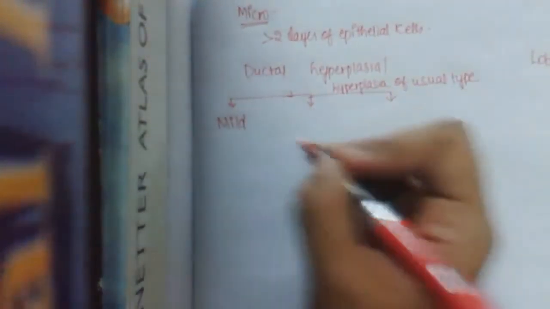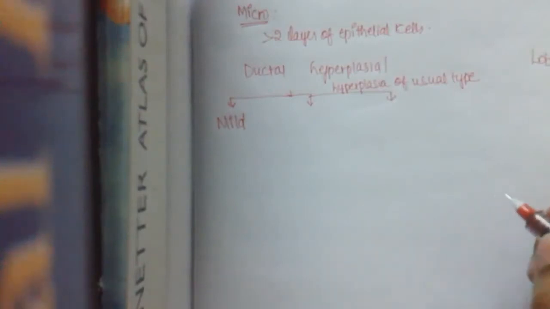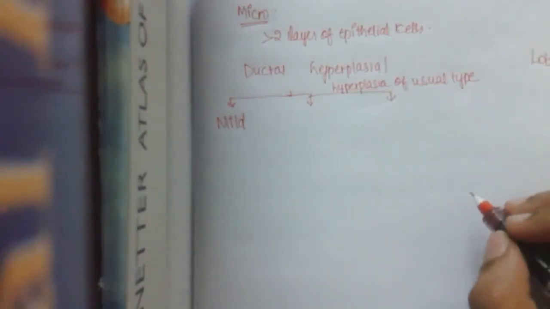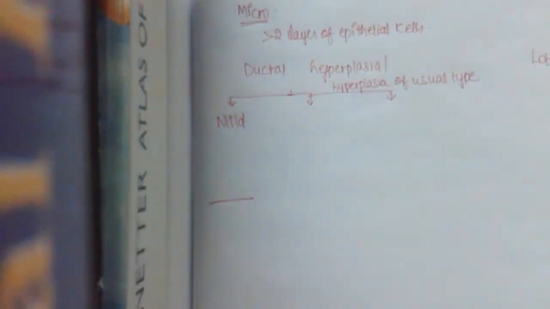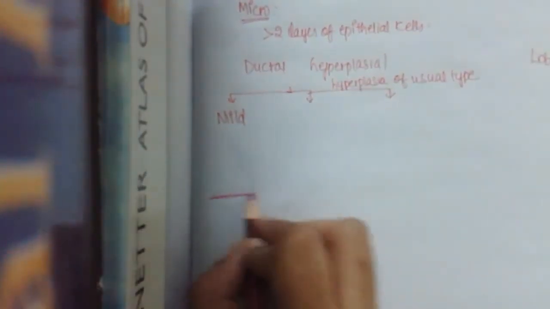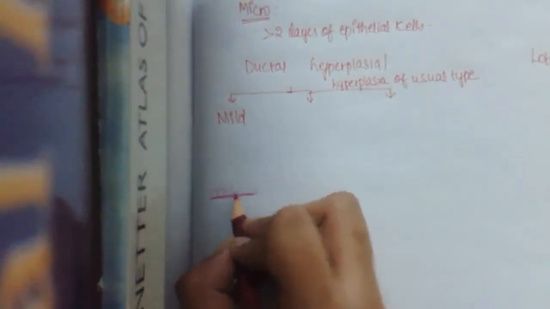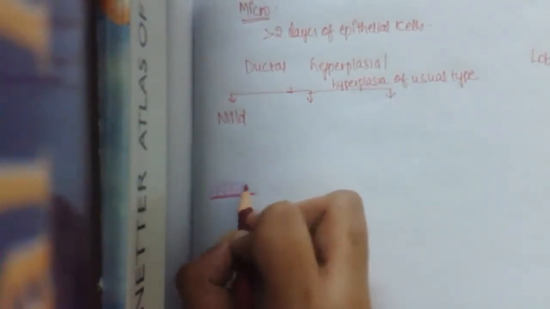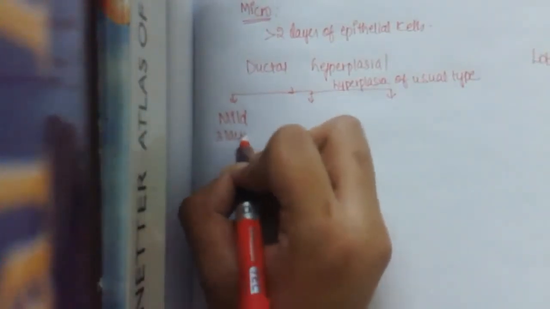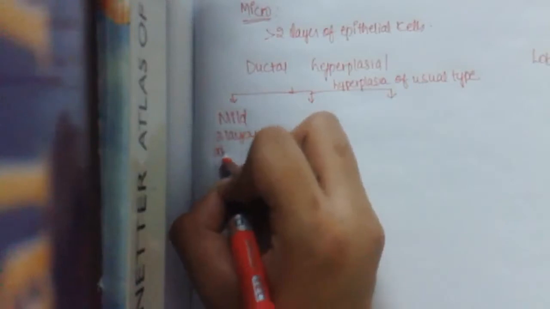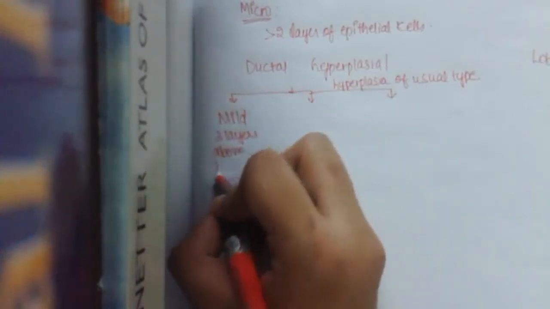The hyperplasia seen is very mild, and it consists of just three layers. This is the basement membrane. Above the basement membrane, there are just three layers of cells: 1, 2, 3. Then mild hyperplasia is only three layers of cells above the basement membrane.